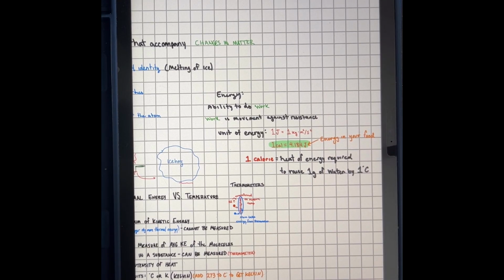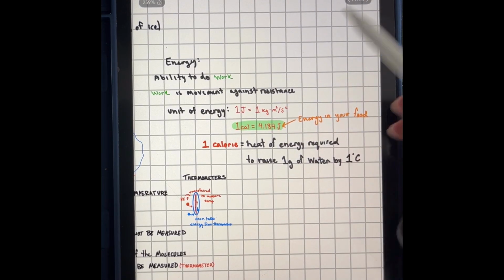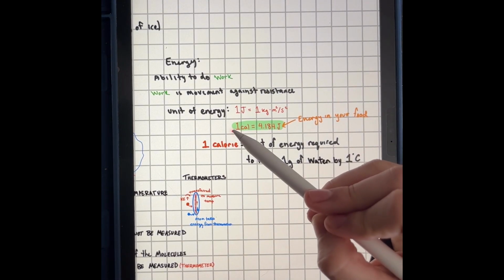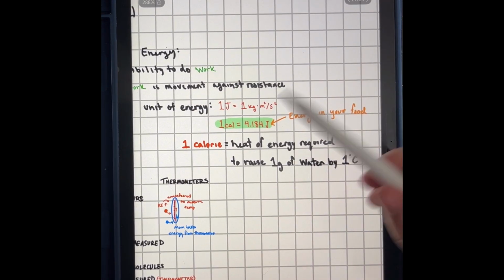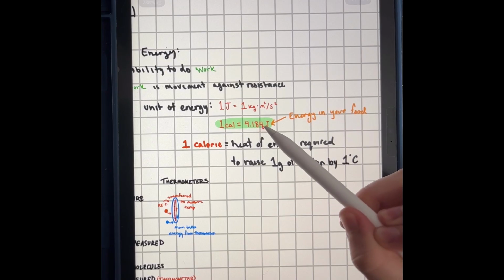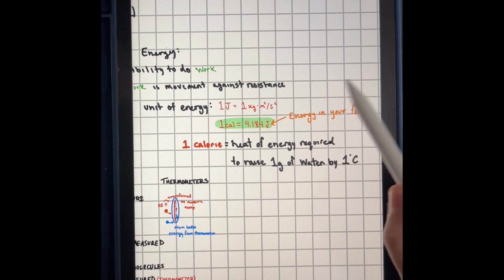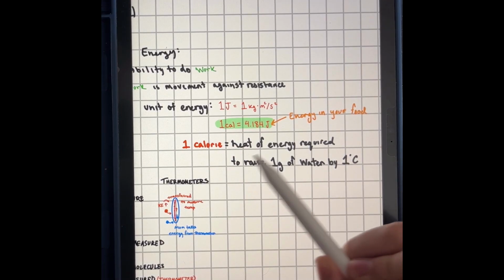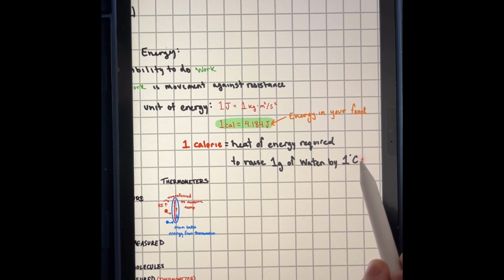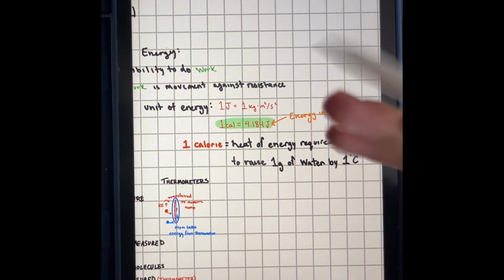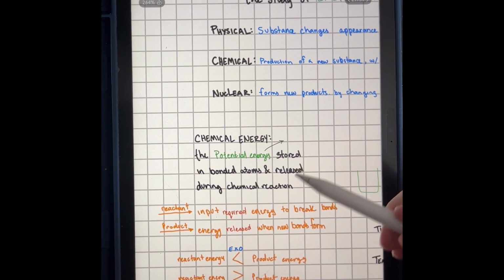Well, kinetic energy is a type of movement, but there's a few different types. The unit of energy is joules, but in thermochemistry, we also use a calorie. So 1 calorie is equal to 4.184 joules, and this is basically the specific heat capacity of water. 1 calorie is the energy required to raise 1 gram of water by 1 degree Celsius, which essentially is just heat capacity, but we'll get into that. I'll further explain that. And then we have potential energy.